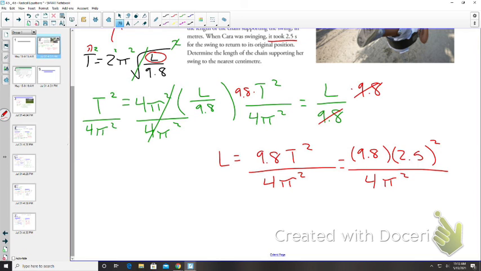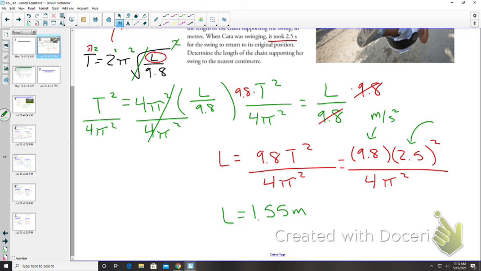Okay, just be careful that you only square the 2.5. We do not want to square the 9.8 as well. So punch those into your calculator carefully, and we will get a length of the chain to be 1.55 meters. Okay, how do I know it's in meters? Well, 9.8 is the acceleration on Earth, which is meters per second squared. So I know this must be meters.